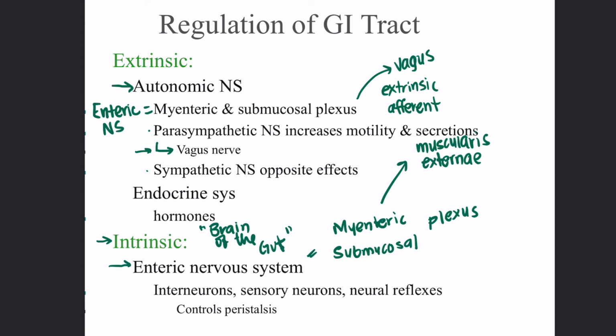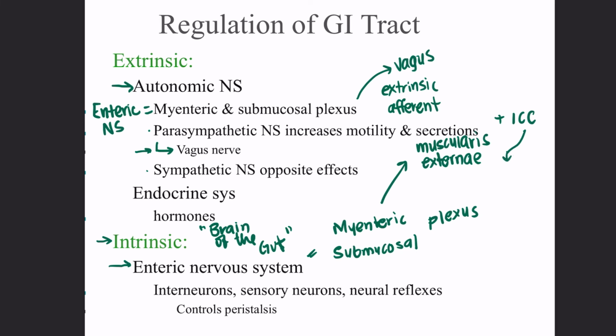And this is going to control motility. So think about peristalsis, right? The movement or segmentation here. This can also control the interstitial cells of Cajal because those are going to also control those muscle movements.